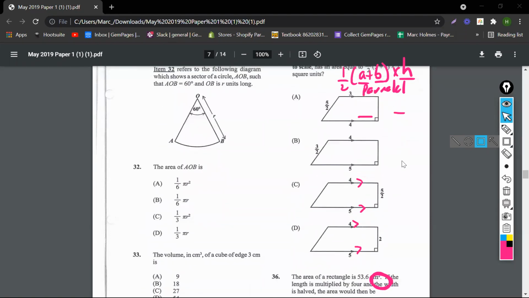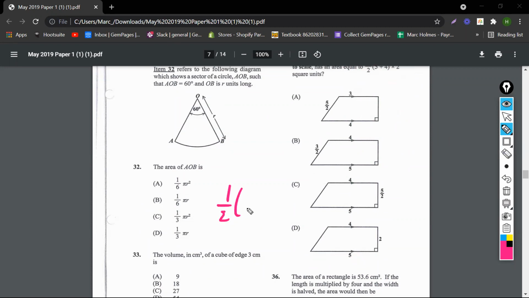Let me scroll down just a bit. It's still lining up to be D, guys. When you look at it, it's still lining up to be D. A half times 5 plus 4 times 2. So 2 is the height. A and B are supposed to be the lengths of the sides, and it's a half. So the answer is definitely D.